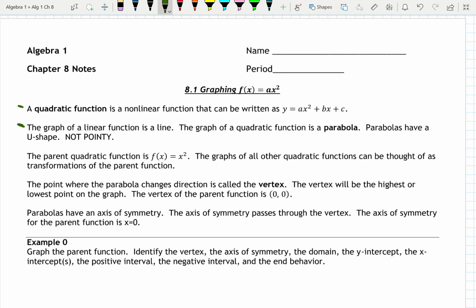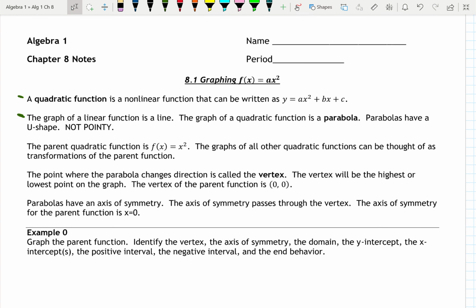So I said that the graph of a quadratic function is a parabola, and parabolas have a U shape. Lines are straight, and a parabola is a U, like the letter U. The quadratic parent is f of x equals x squared. That's the most simple quadratic that we have. The graph of all other quadratic functions can be thought of as transformations of the parent.